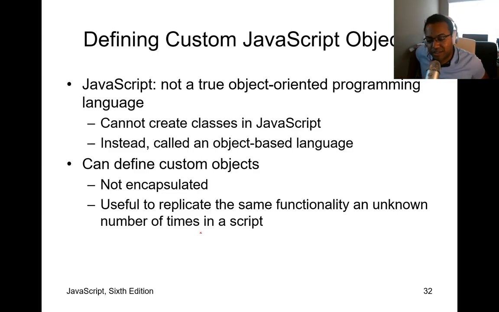It's kind of funny how we've got to slide 32, and now the slide's saying what I've already said: JavaScript is not a true object-oriented programming language. I'm going to say that again. JavaScript is not a true object-oriented programming language. It cannot create classes. Instead, it's called an object-based language. It can define custom objects, but it's not encapsulated. It's useful to replicate the same functionality an unknown number of times in a script, but at the end of the day, the trueness of OOP cannot be defined in pure JavaScript. Now, in TypeScript, yes. In AngularJS, kind of, but not in JavaScript.